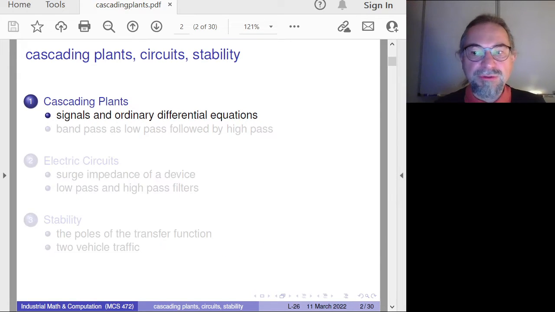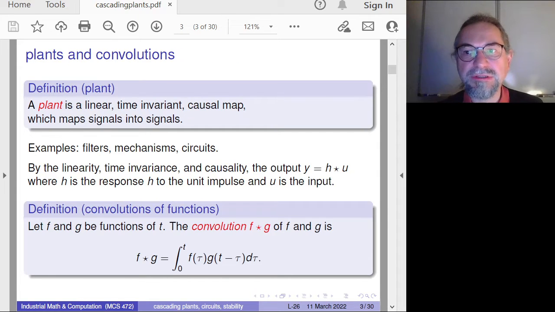Okay, so let's first look into the connections of ordinary differential equations with signals. So signals are continuous functions, and filters are generalized into what we call a plant, or you could say also a process. So what is a plant? A plant is linear, time invariant, and causal. So it's a mapping that has all these three properties, and that maps a signal into another signal. So filters are one class of examples of plants.